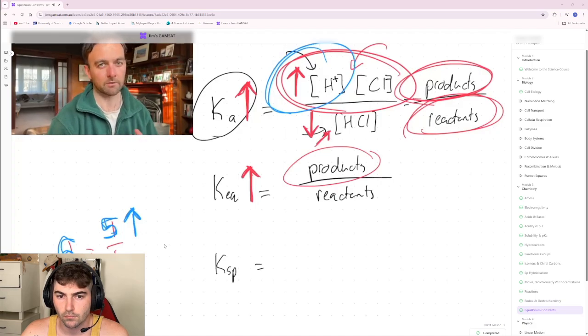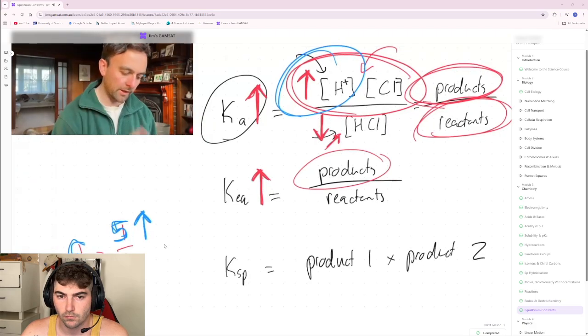So that's how you can interpret if you need to compare multiple KEQs: you can look at them and just say the higher one is more likely to have more of the products than the reactants. Okay, so we're going to lump those two together as just products over reactants, either for acids or non-acids.